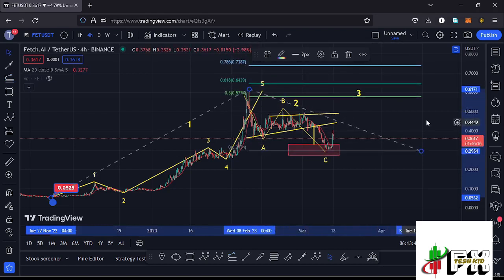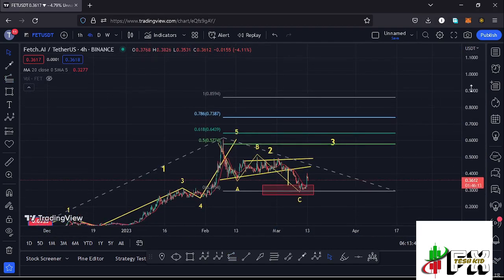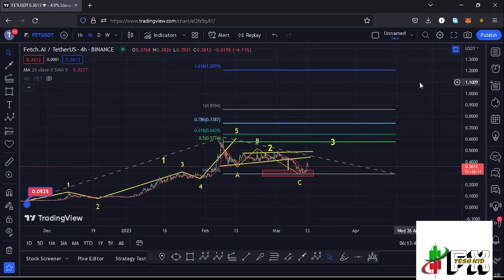That gives me a minimum target area to the upper side in the formation of that wave 3 at the fib level 1.618, and that is at around the $1.2079 mark. And that is the minimum that I'm expecting FET to do in the formation of that larger Elliott wave count 3.